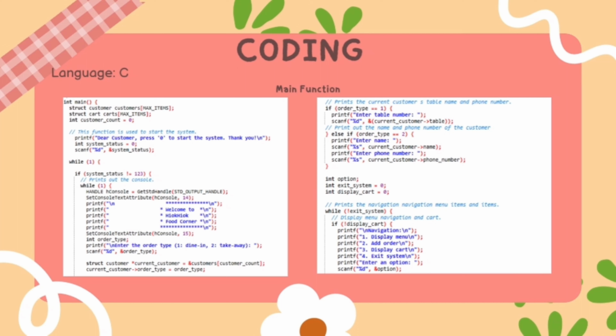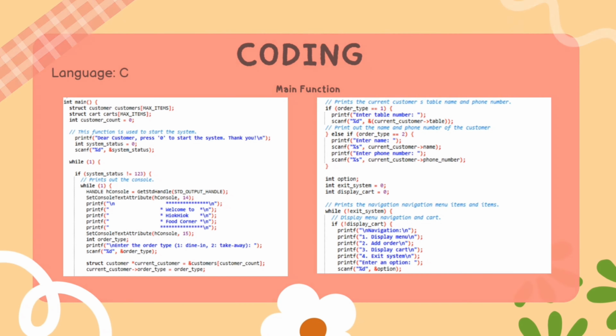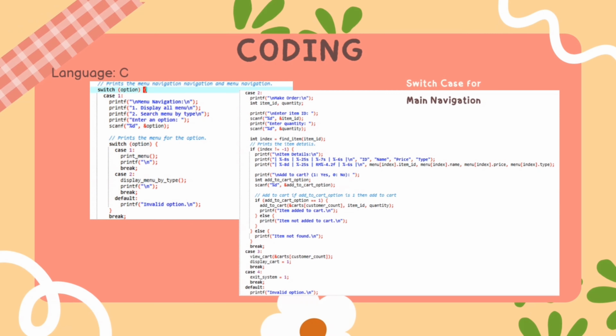Otherwise, they need to enter their name and phone number. And then, the system will display a main navigation. The main function implements a switch case for navigation. Case 1 is to display menu. It will call the print menu function to display the entire menu with item details.